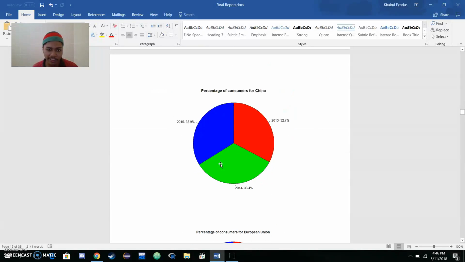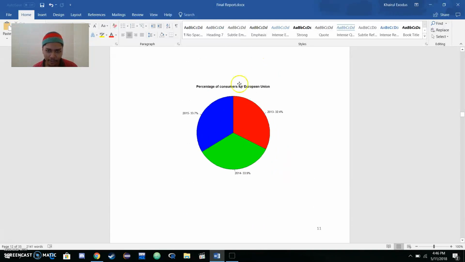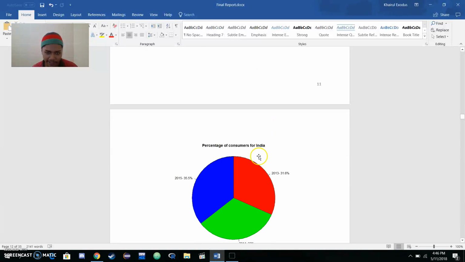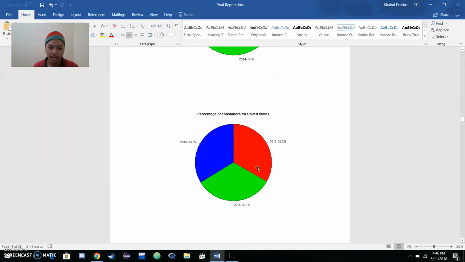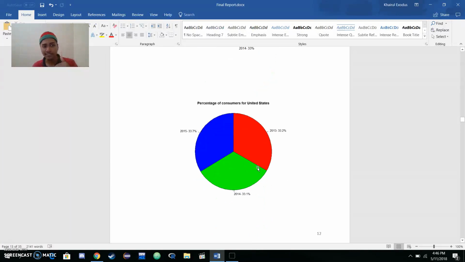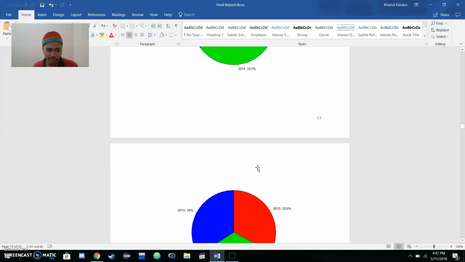Then the percentage of consumers separated by country. For China, we can see 33.9%, 32.7%, and then 23.4% across the years, so it decreases and then increases back. For the European Union, it decreases and then increases back, and for India as well. You can say that almost all countries have the same pattern, decreasing and then increasing back from 2013 until 2015. So this is for the other countries.